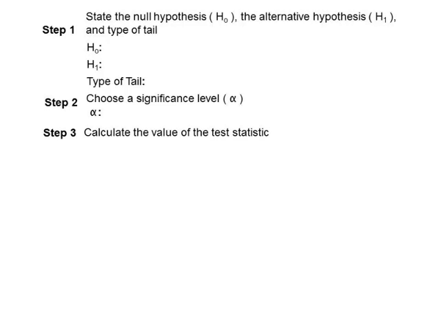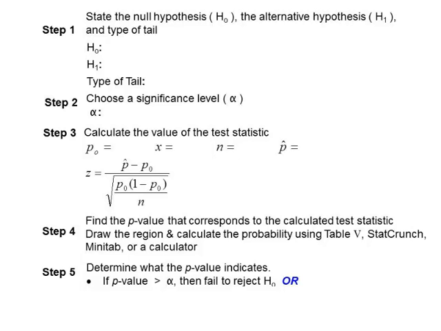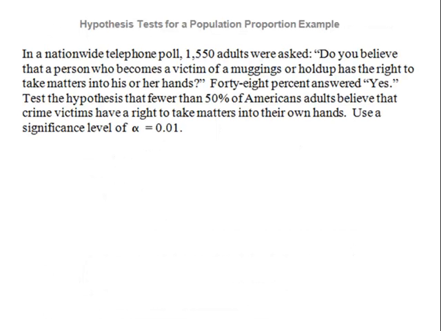Step number 3, we calculate the value of the test statistic. It involves this formula for proportions. Step number 4, we find the p-value from a table, StatCrunch, or Minitab. Step number 5, we determine our outcome: if we fail to reject H0, or if we reject H0 and conclude H1. Step number 6, we state the conclusion of the test in clear English.